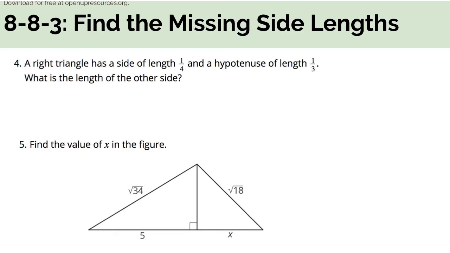Now number 5 here is kind of a cool puzzle. We want to figure out x, but in order to do that, we need to figure out this leg first. And so we can use the left side of the triangle to figure out that one, and then we can figure out x on the right side.